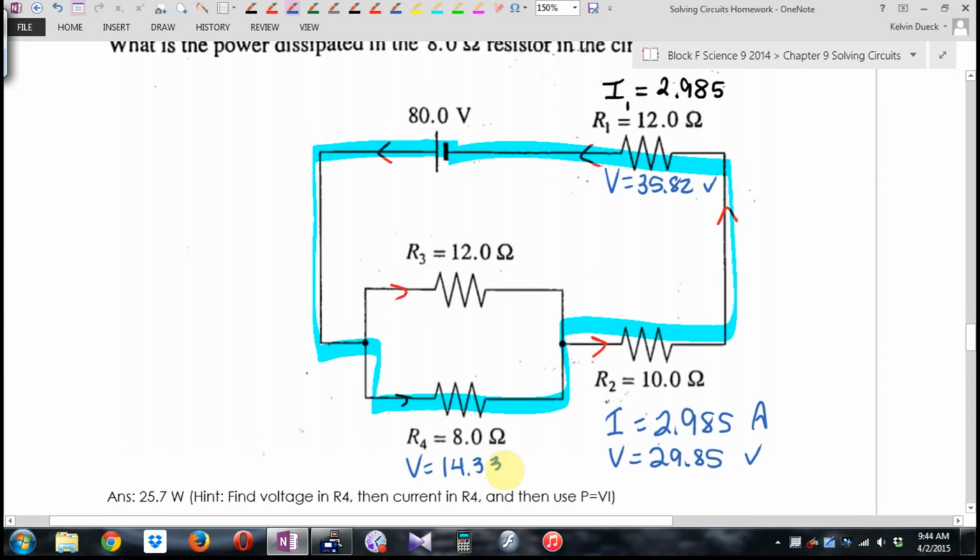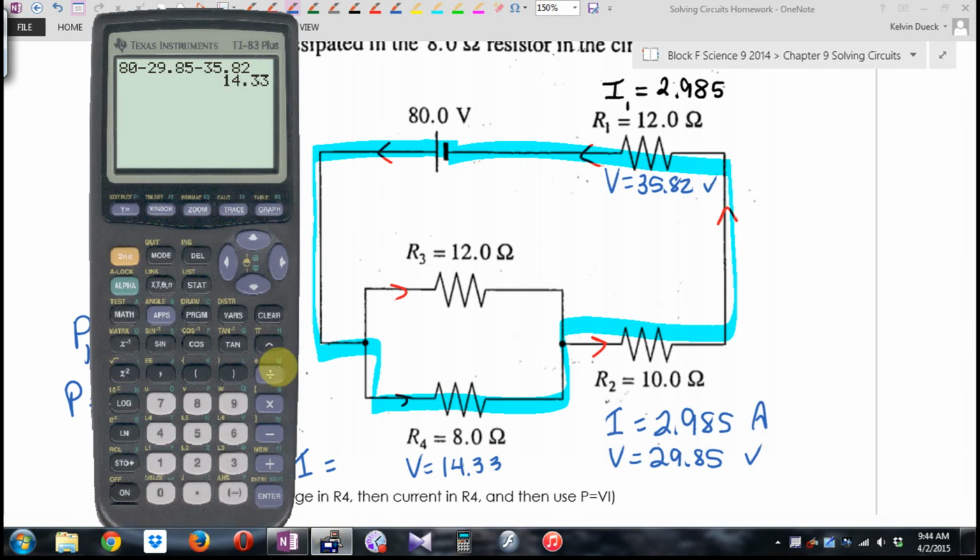Now they wanted me to find power. Do I have an equation that has power, V and R in it? I don't think I do. Oh, wait a minute. Could I find the current right there? Because then I can use that one. So how would I find the current? V divided by R. This number divided by 8. The current there is 1.7912. I'll write down 1.79 amps, but I'll keep this number on my calculator because that way I can use my answer button.